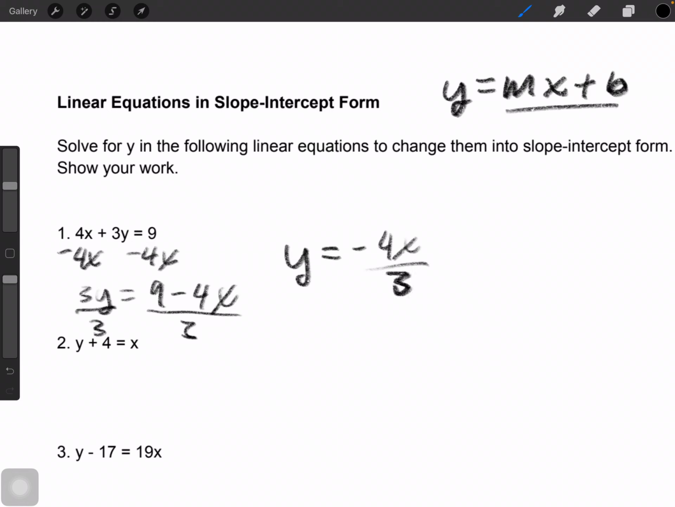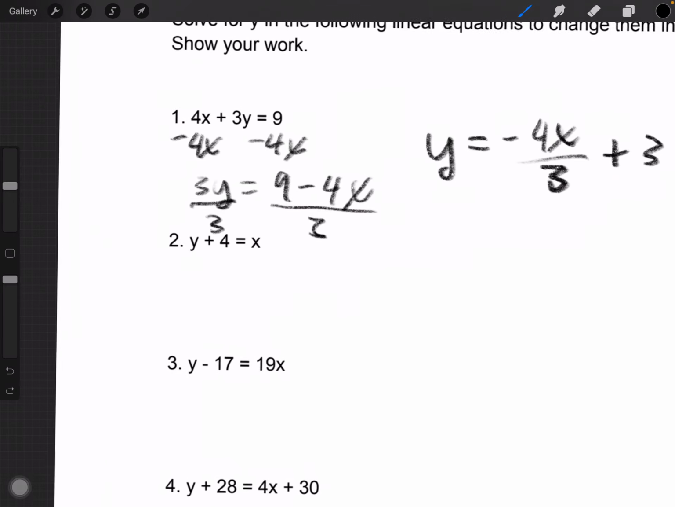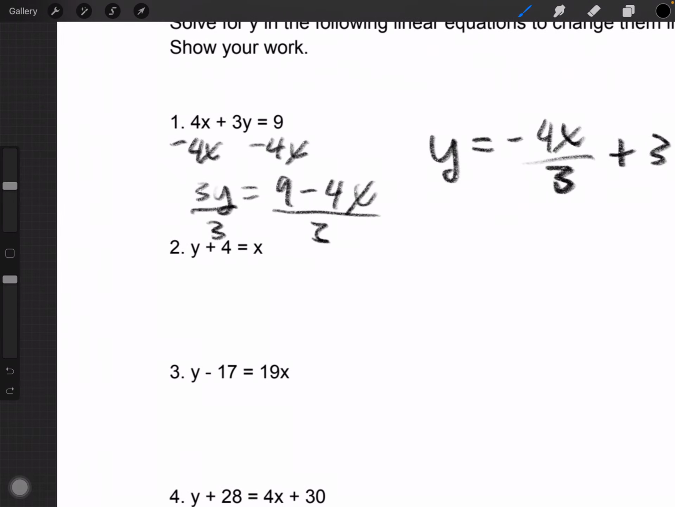And then 9 divided by 3 is 3. Like so. Because remember, you can split this up into 9 over 3 minus 4x over 3. That's how you would solve for that, basically dividing each term on the side by 3.